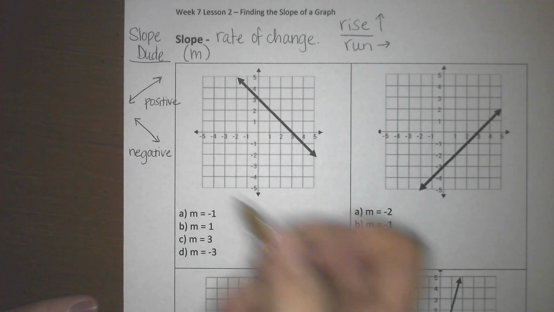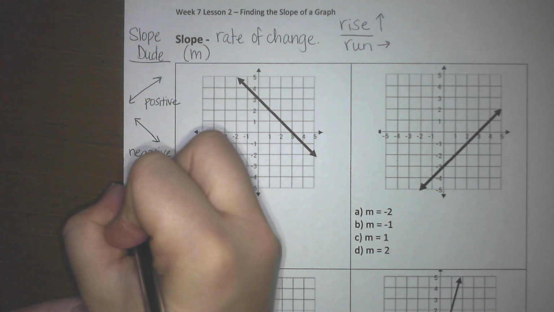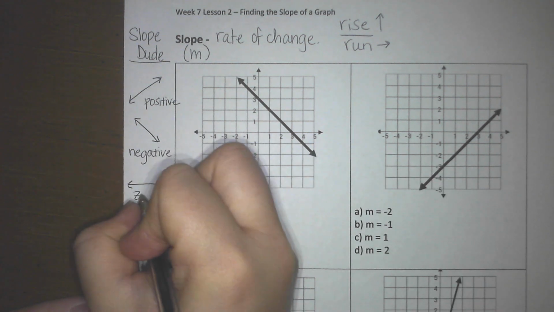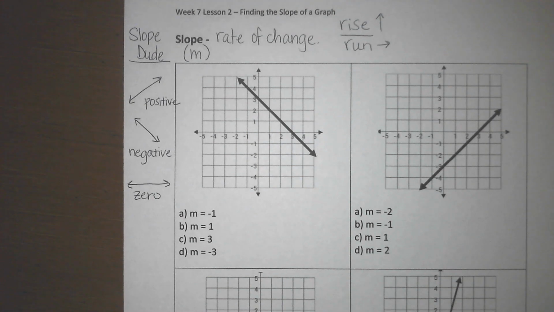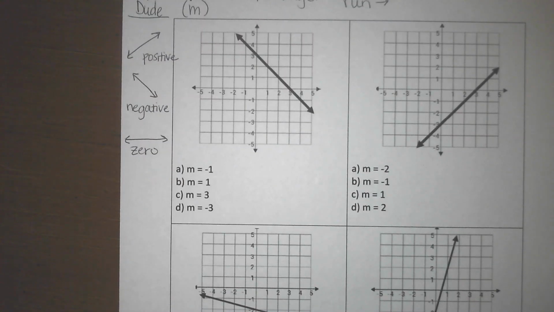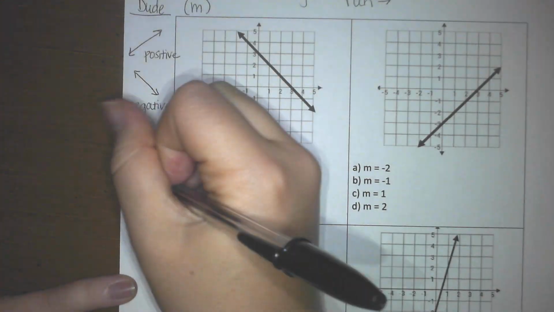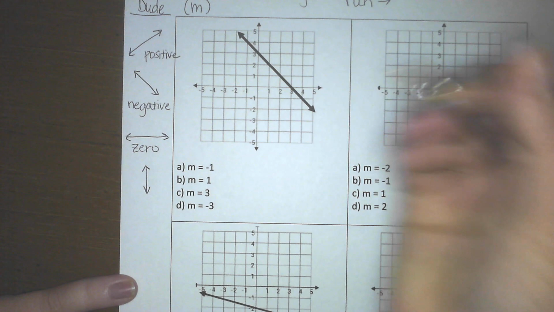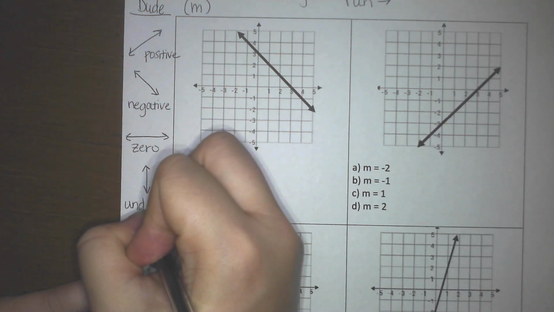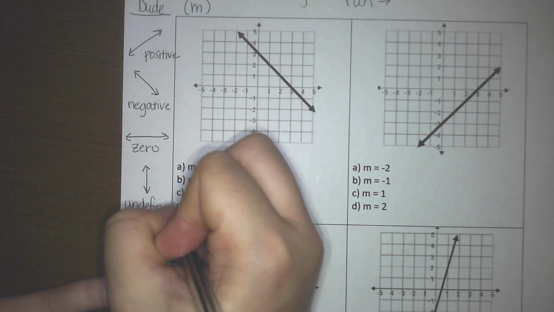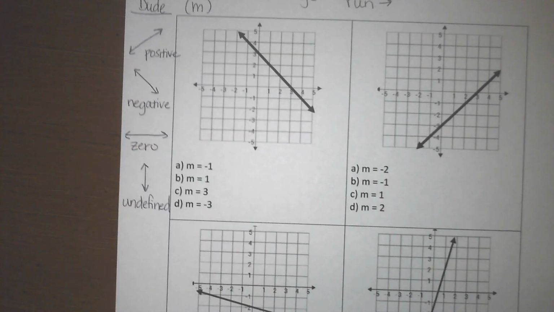Then he hits a flat part, like this. And he says, this is 0 fun. Okay, because when you're skiing and it's flat, you're not doing anything really fun. It's just flat. So it's 0 fun. And then he gets to the edge of the cliff and he falls off. And he screams undefined. Okay? So those are your 4 different types of slopes.